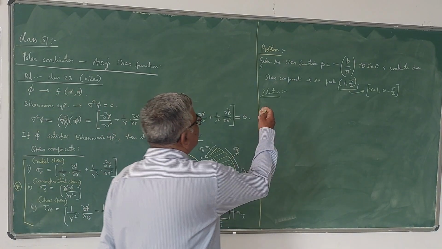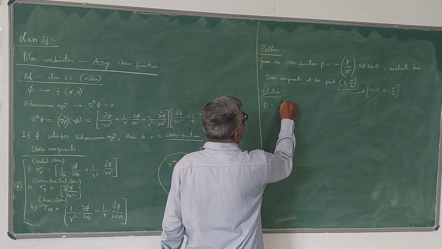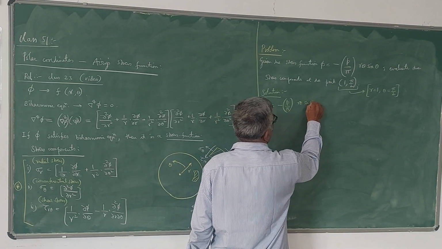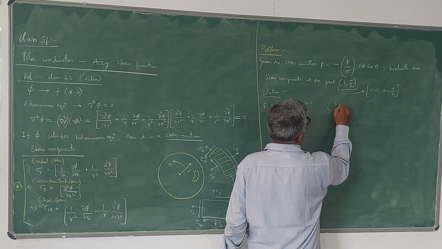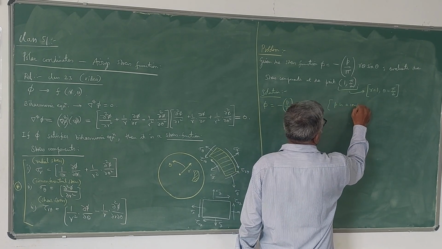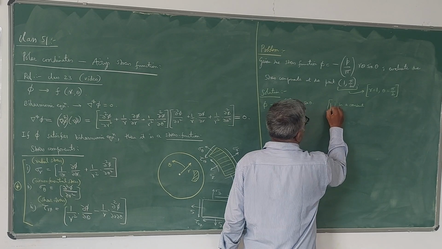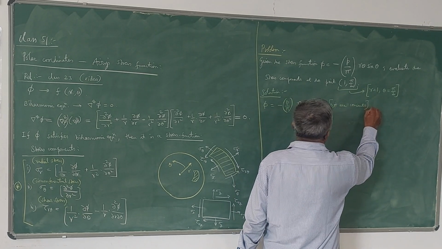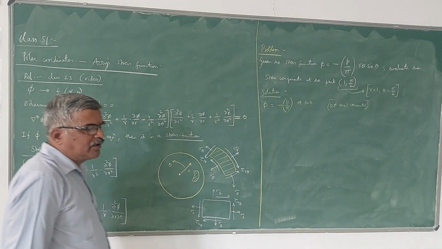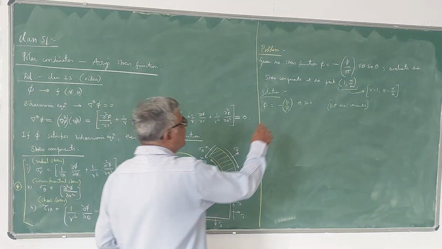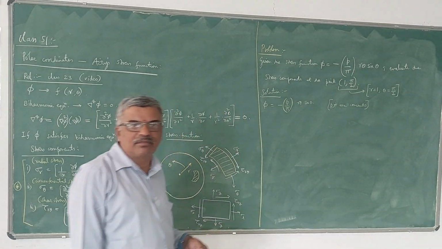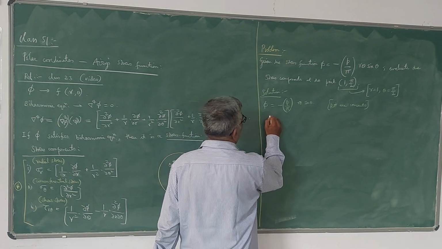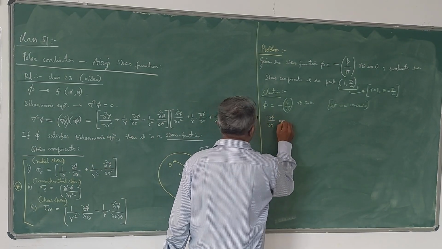So first, phi is minus p by pi r theta sin theta. Please note that p is a constant. Of course, pi is also a constant. P and pi are constants. Unless it is given otherwise, you have to take p as constant. Only variables are r and theta. So first we will differentiate with respect to r. So let us find this first.